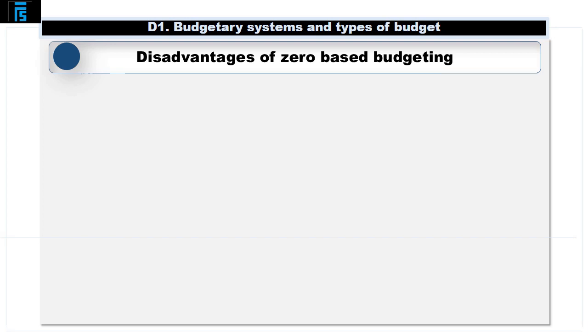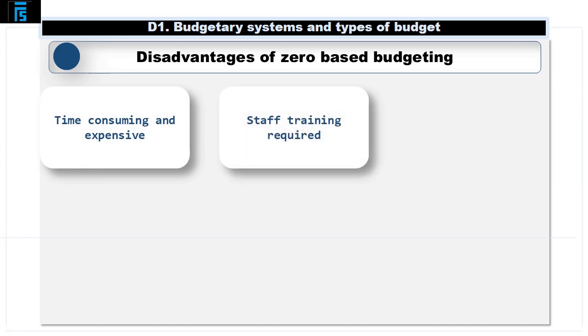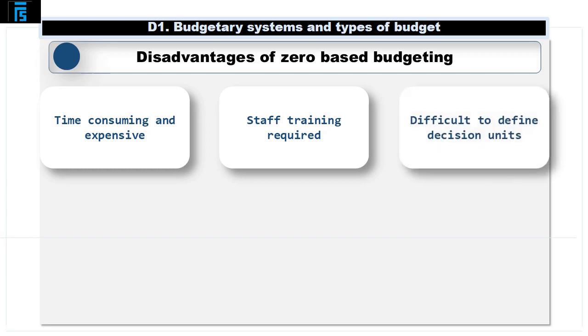Disadvantages of zero-based budgeting. By its nature, zero-based budgeting is time-consuming and expensive. Staff training may be required to successfully implement the process. It can be difficult to define decision units. Not all activities or expenditure items can be comfortably labelled and defined.